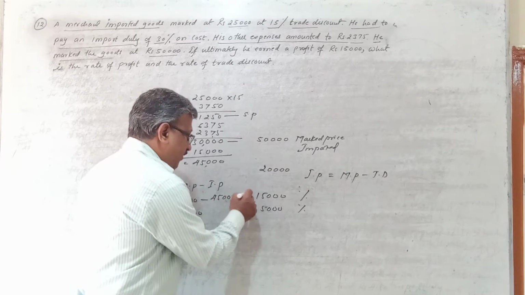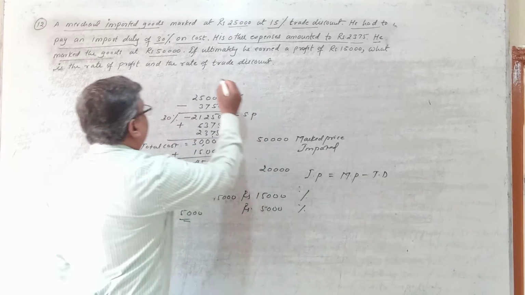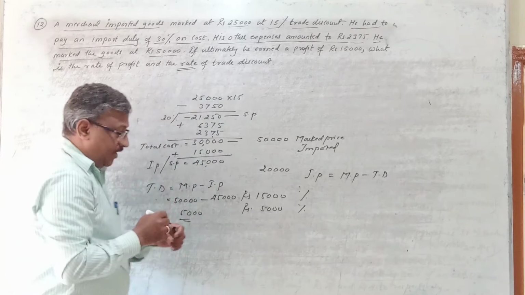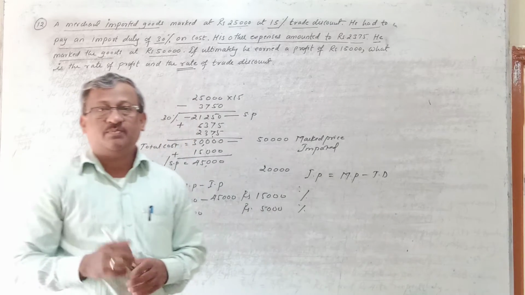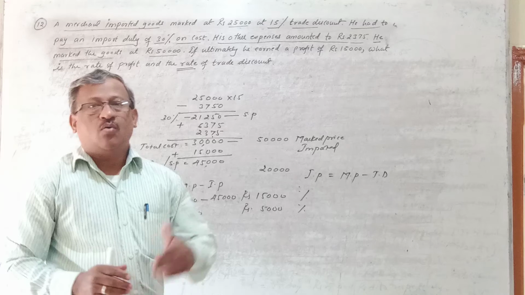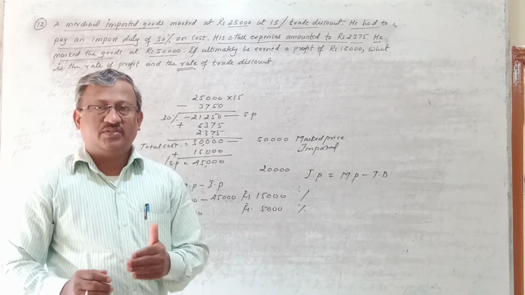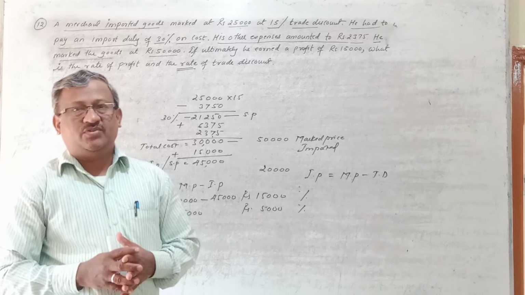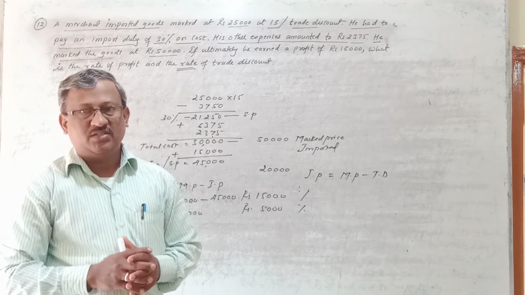This is in form of rupees, remember. They have asked you to calculate the rate, and rate is always expressed in form of percentage. Percentage means what? What is the profit per 100? What is the discount per 100? So anything which is expressed per 100 we call it percentage.